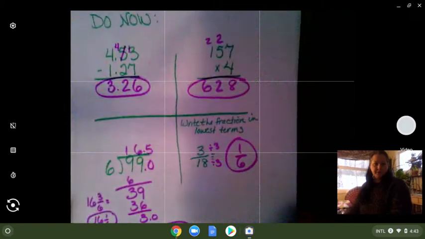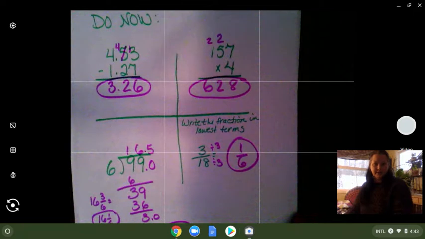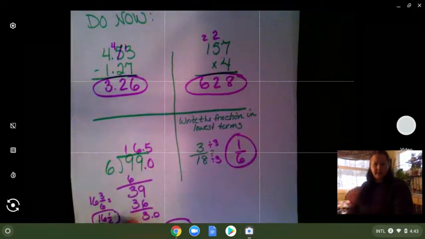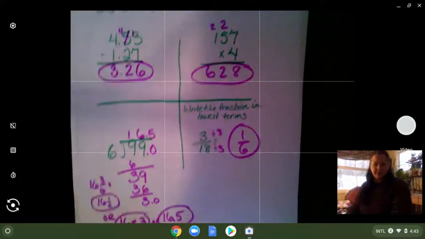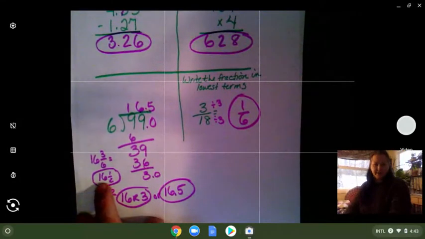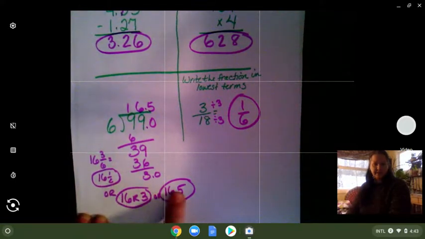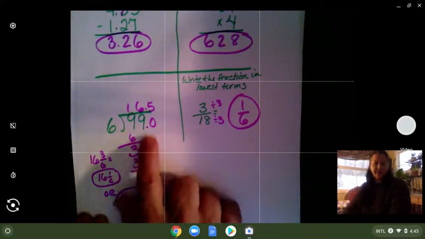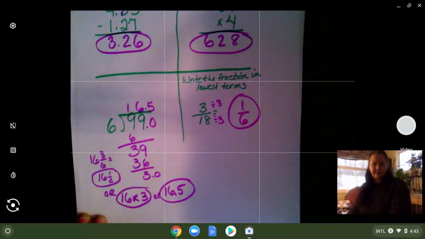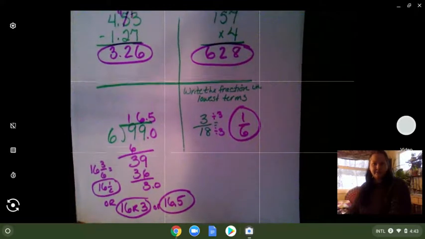So the first one should be 3 and 26 hundredths. When you multiply, you should get 628. There's 3 different answers for this one. You can either use a remainder, 16 remainder 3, a fraction, which would simplify down to 16 and a half, or 16.5 if you continue, add the 0, bring it down, and put a decimal in. Any of those 3 would work. And then write the fraction in lowest terms. When you simplify, you would get 1/6.